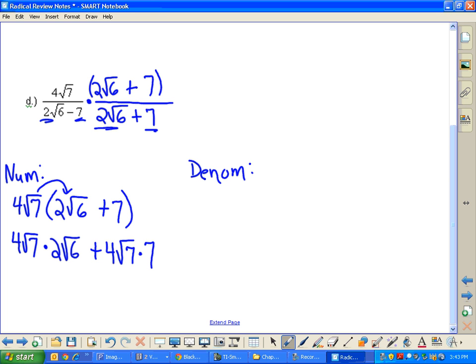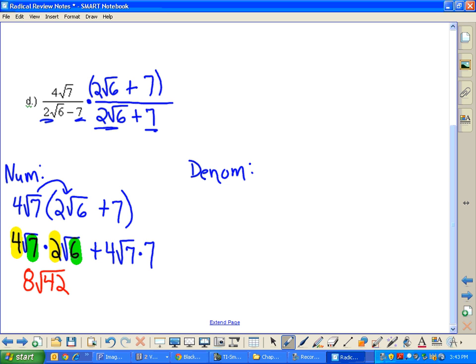And I ask you to recall your product property. Remember, things that are outside the radical, you can multiply together. So 4 times 2 is something I can take care of. And things that are underneath the radical, you can also multiply together. So for instance, 7 times 6. And what I get when I multiply those together, 4 times 2 gives me 8. And then 7 times 6 gives me the square root of 42.